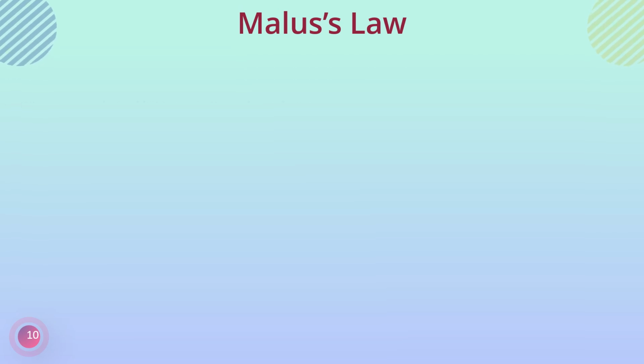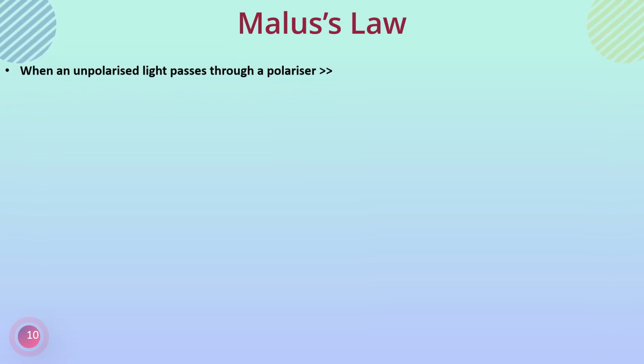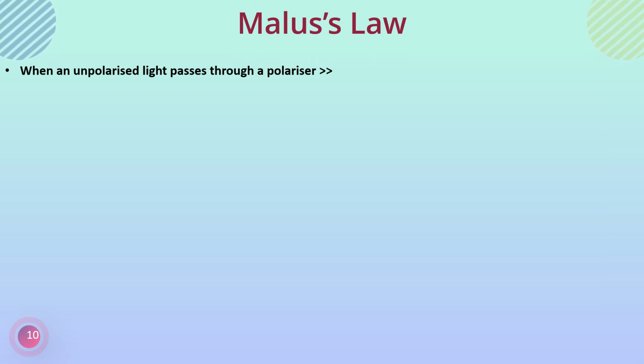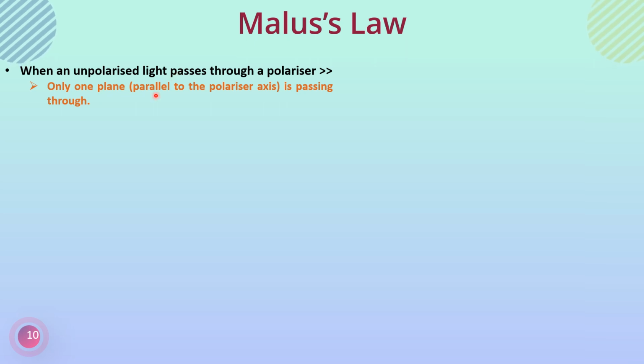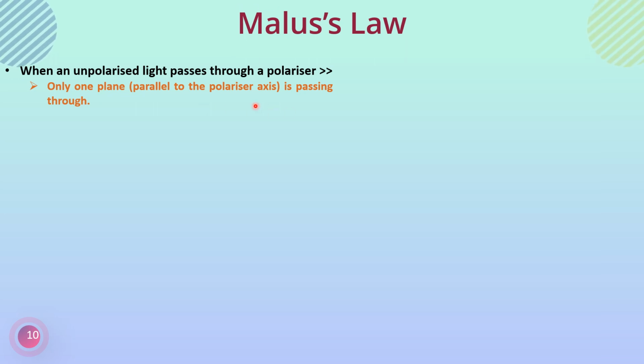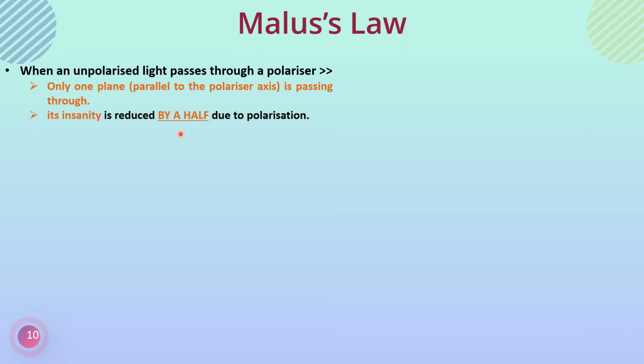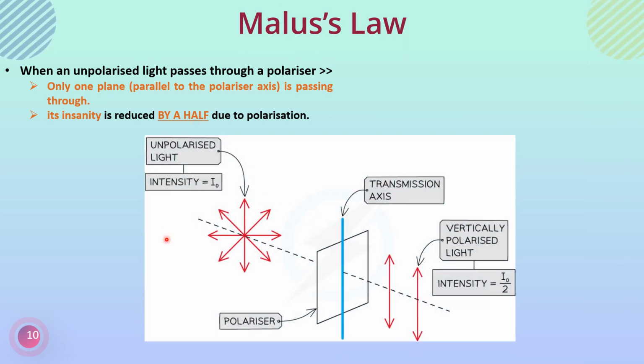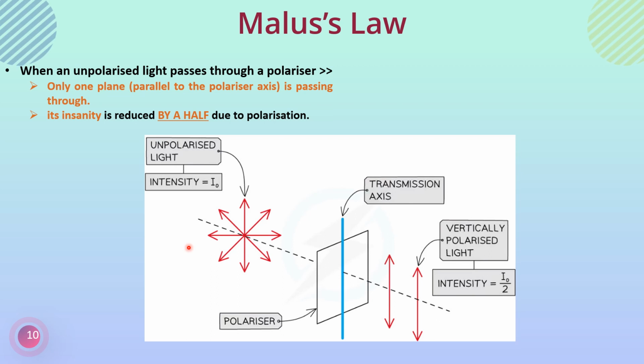Let's talk about Malus's law. When an unpolarized light passes through a polarizer, what do we expect? Based on what we know, it will only allow one axis to pass through, or one plane, right? Which is parallel to the polarizer's axis. One more thing is also occurring here. The intensity of the light is reduced by 1/2 after the polarizer. So here in this example, the intensity of this unpolarized light, let's say, is 1, so it is 1 watt per meter squared.